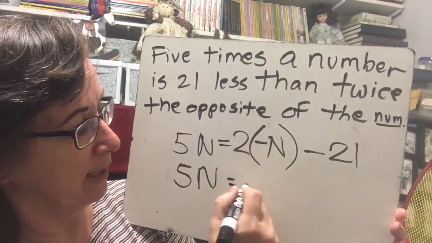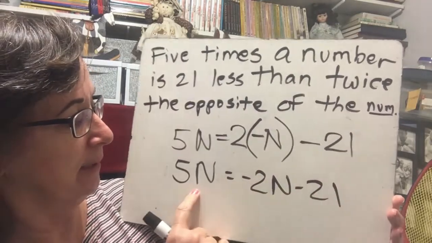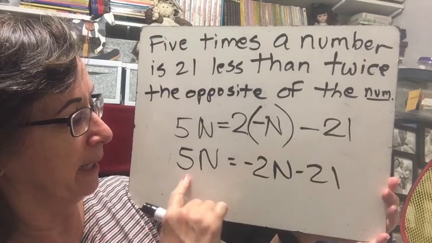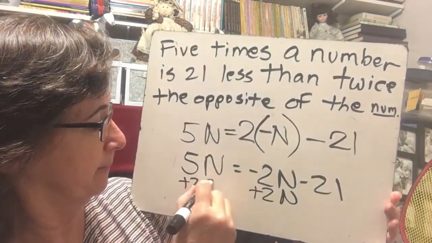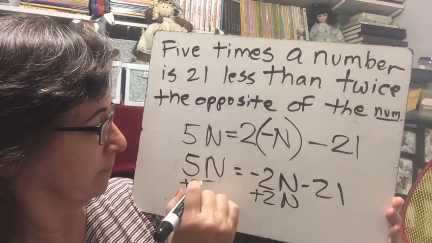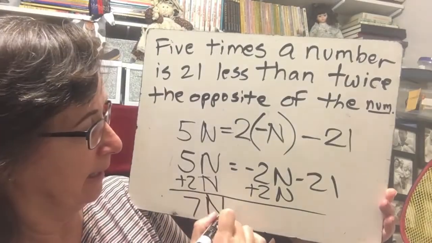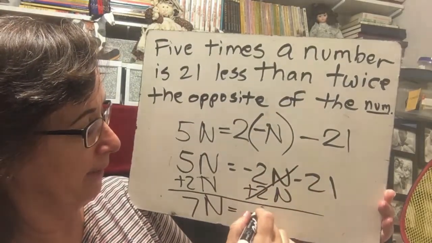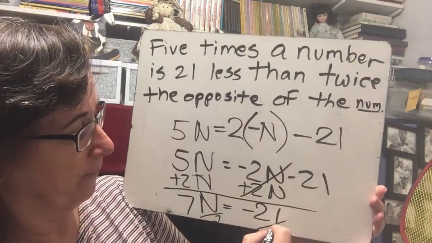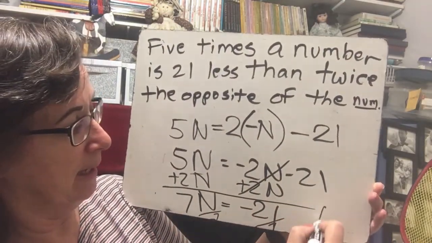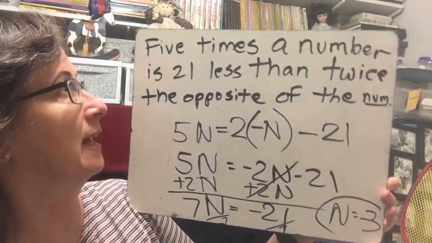2 times negative n is negative 2n minus 21. We have an n there, so we want to get them all on this side. So plus 2n, 7n equals negative 21. Divide by 7 on the bottom. n equals negative 3. Okay, so let's check it.